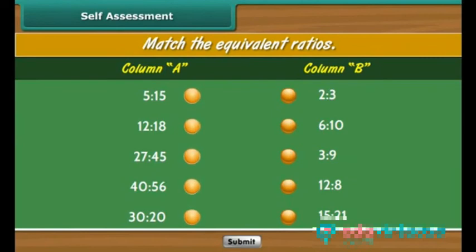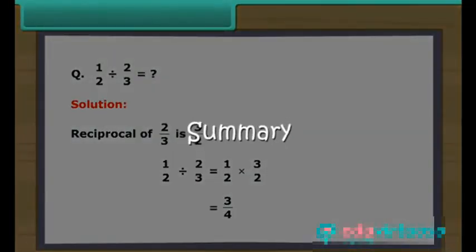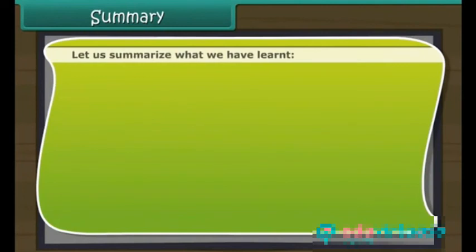Self-assessment. Match the equivalent ratios. Summary. Let us summarize what we have learned.